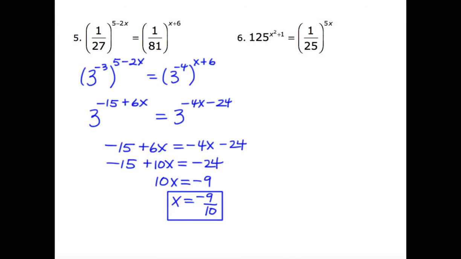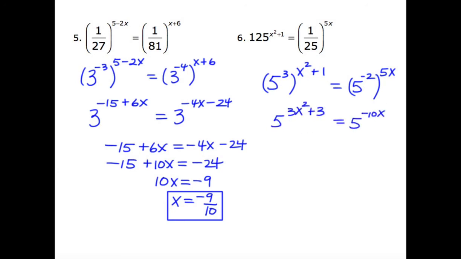So I'm going to replace 125 with 5 cubed, and I'm going to replace 1/25 with 5 to the -2nd power. Again, when raising a power to a new power, we multiply, so now we're going to get 5 to the 3x squared plus 3 is equal to 5 to the -10x. Because we now have common bases to both sides, I can simply equate the exponents. Because the result is a quadratic, I'll now set everything equal to 0.